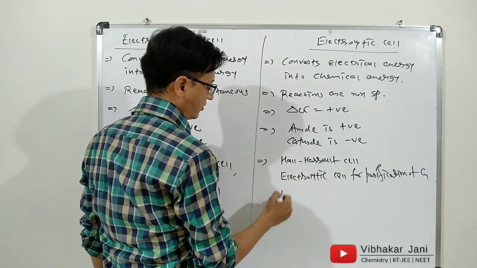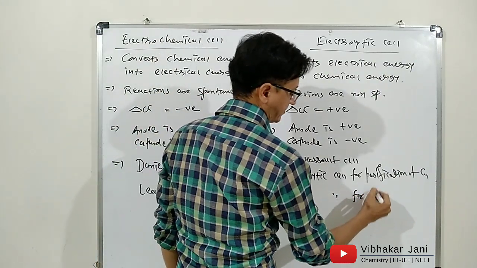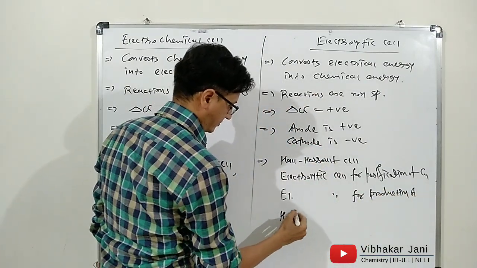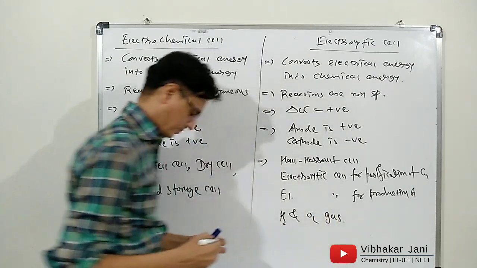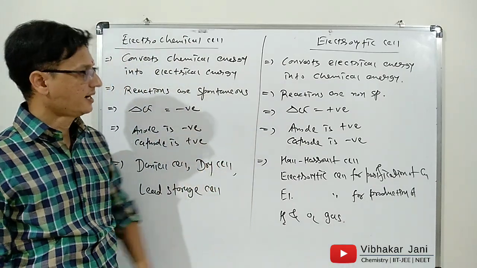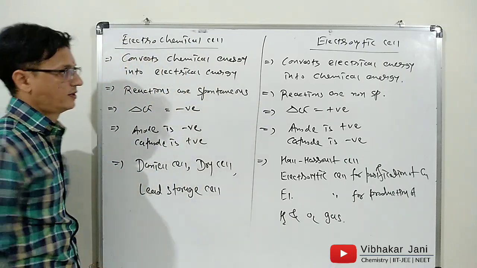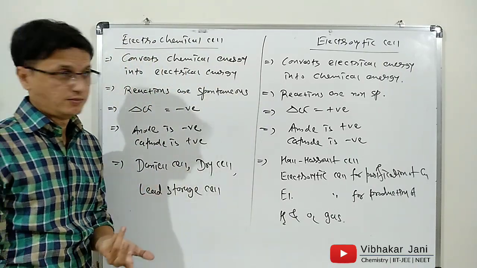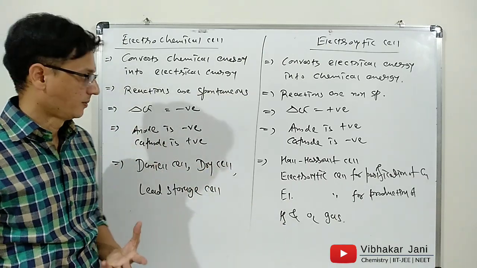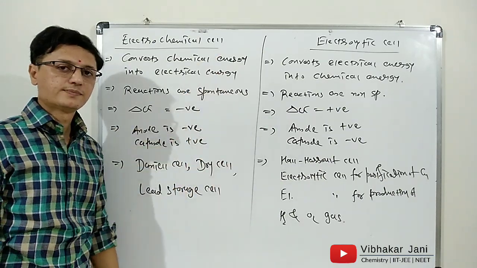And the electrolysis of water, which produces hydrogen gas and oxygen gas, that kind of cell is also known as an electrolytic cell. So these are the major differences between two different kinds of cells. They are ultimately opposite to each other in behavior. So just pause the video and write down these differences.